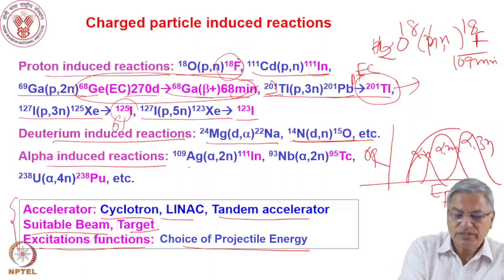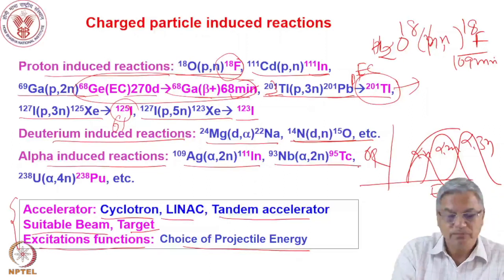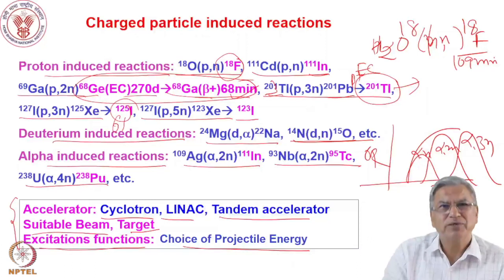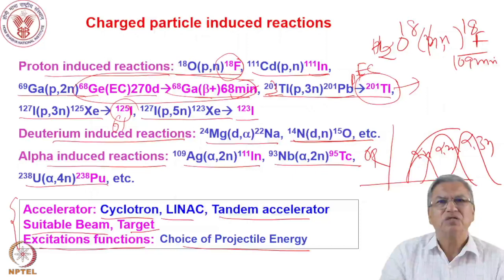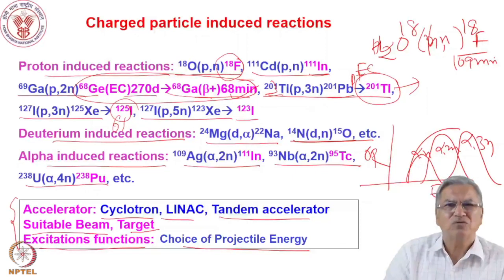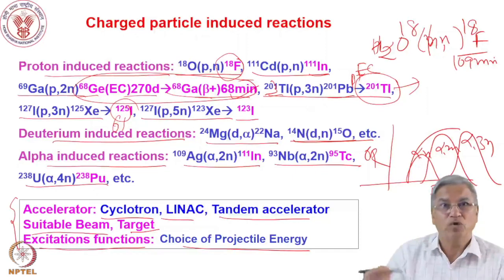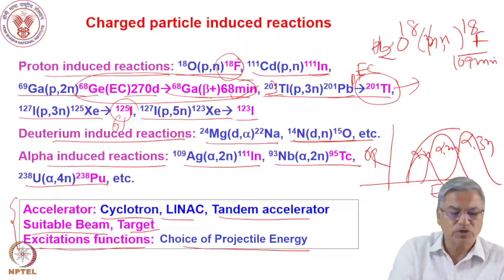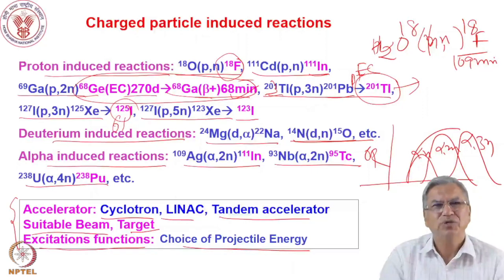For alpha induced reactions, again there are indium-111, technetium-95, plutonium-238. Plutonium-238 is a heat source for space applications. You know, in satellites, you may want to use some power. Typically, about one to two grams of plutonium-238 gives some 2 watts of heat. That is the kind of wattage you can get from plutonium as a heat source.